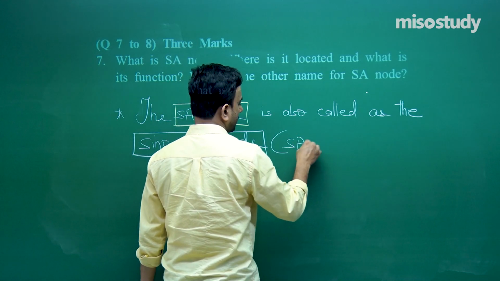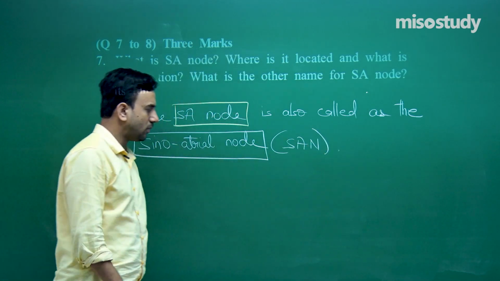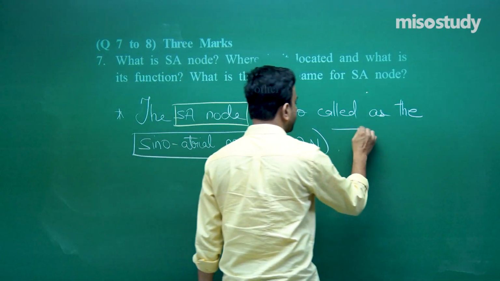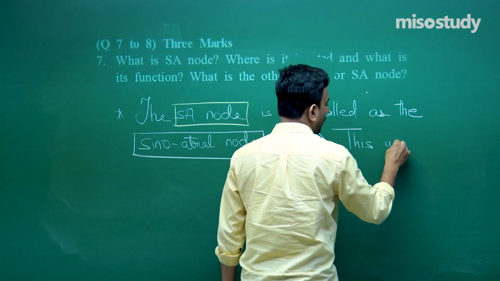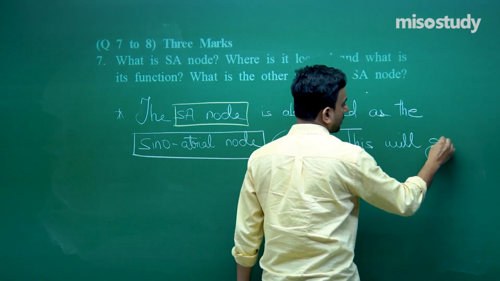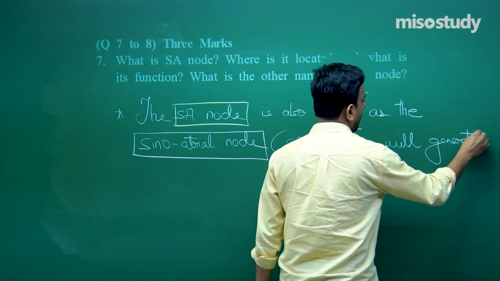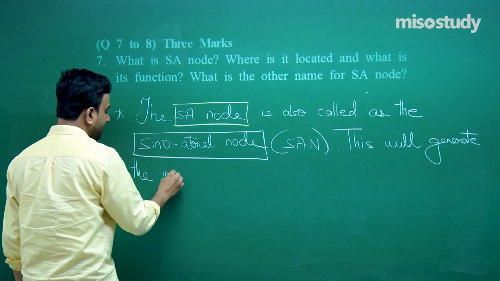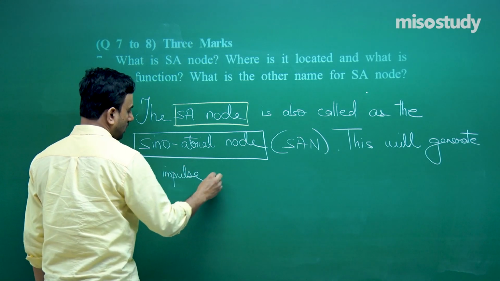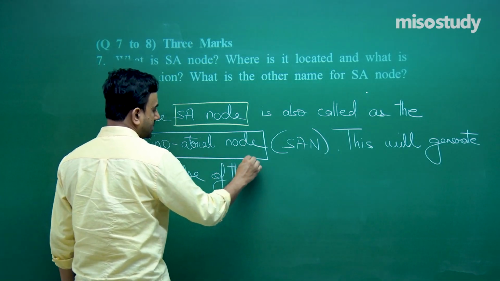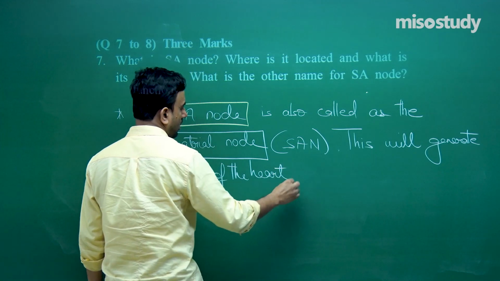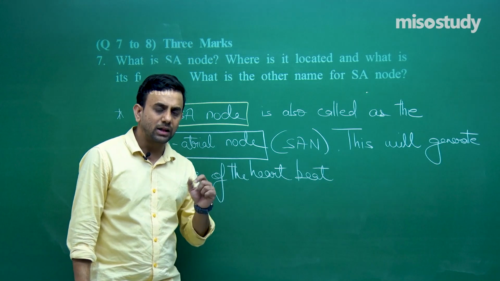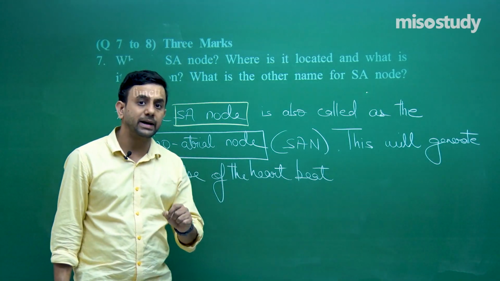Okay, SAN, the sinoatrial or sinoauricular node. This will generate the impulse of the heartbeat, and thus it will play a very important role in setting up the pace of the heart.